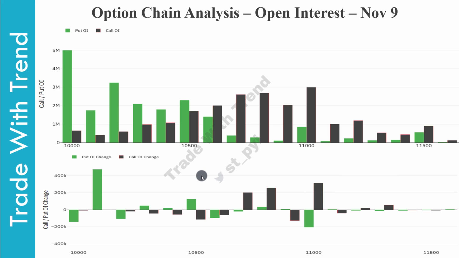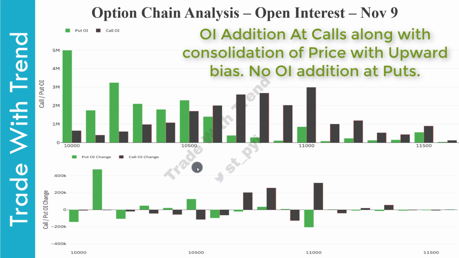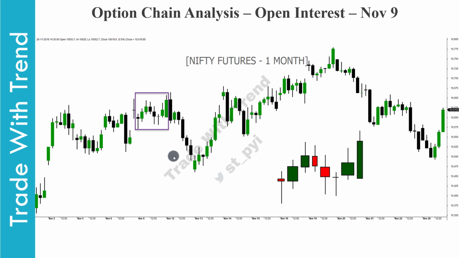Price is at 10,600 levels, so you don't have to bother too much about what you see at the 10,000 or 10,100 put option or call option strike prices. But interestingly, while price has consolidated with an upward bias, more open interest addition has been seen in calls and there is no significant open interest addition at puts. Typically when price consolidates with an upward bias, there has to be some open interest addition at puts in case the market is building a strong support or a new base, but this was not seen in this particular session of November 9th.